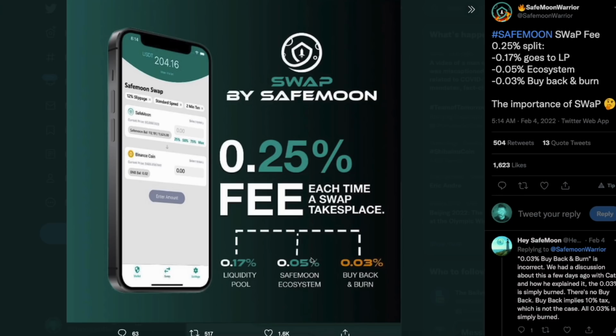Now, what does this mean? Why am I stressing this 0.17% liquidity pool addition? Because every single transaction on there adds to the backing of Safemoon's token. So that is growing the LP of the token, which is going to make it stronger. And in the future, possibly undroppable.